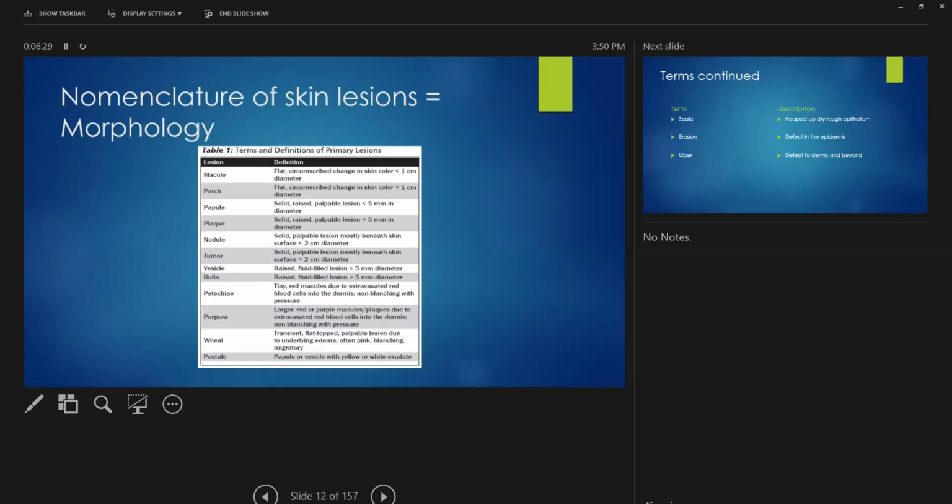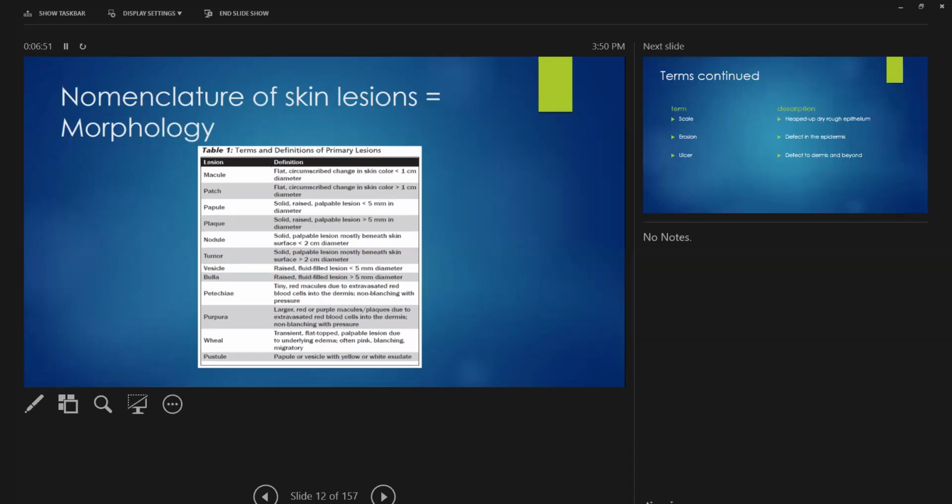Nomenclature for skin lesions. This is your morphology category. So it is important to know these. Macules are flat. They are less than 1 centimeter, and then a patch is flat, greater than 1 centimeter.